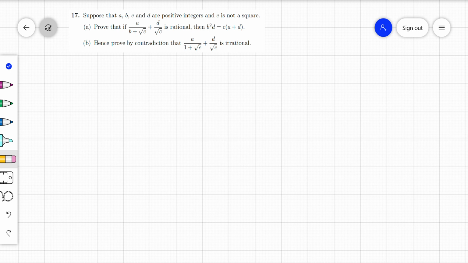So we're having a look at this fraction: a on b plus root c, plus d on root c. Let's just rationalize this thing, so that it's all nice and rational. So let's rationalize those first. I'll be timesing by that for this one, which will give me b squared minus c.